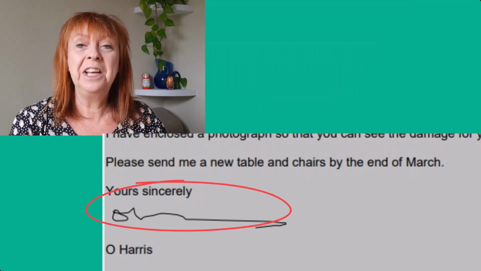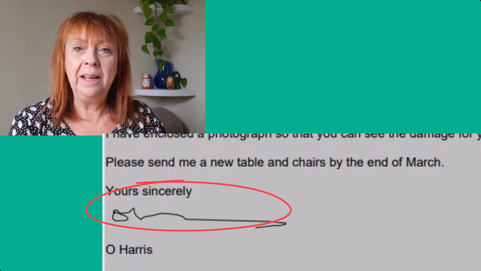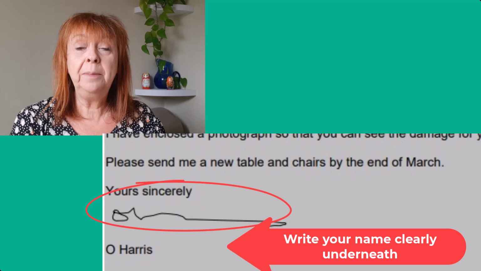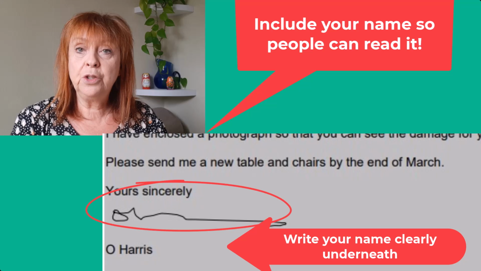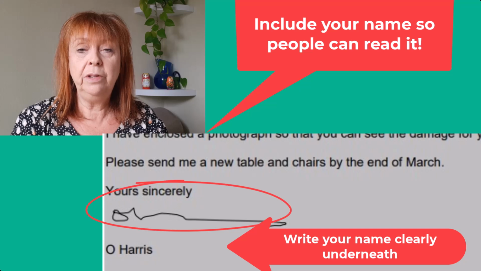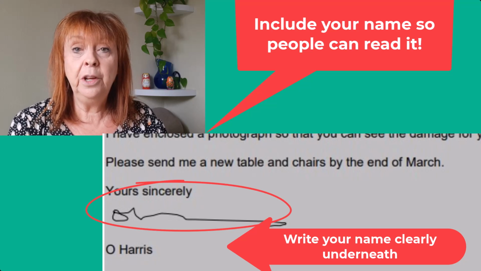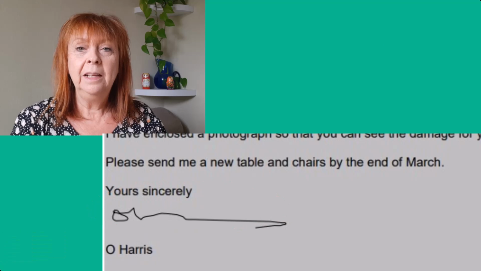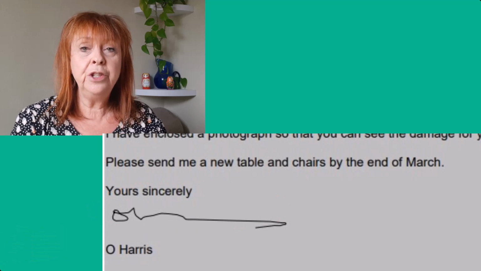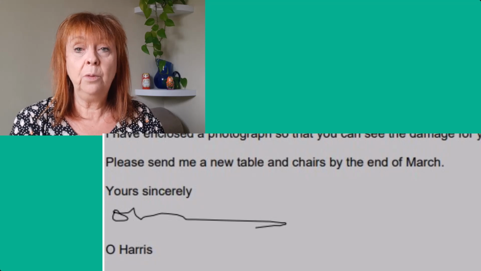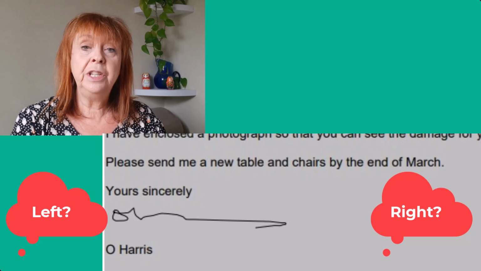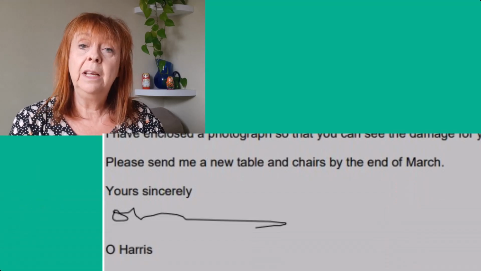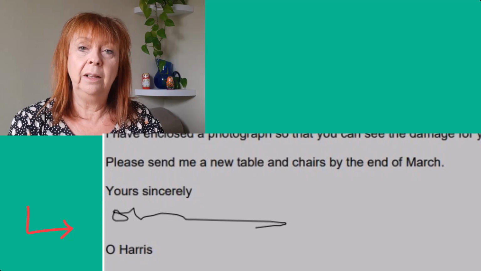And if your signature is a scribbly mess like mine, you could also write your full name in clear writing underneath your actual signature. That looks good, and it also makes sure that whoever you're writing to can actually read your name clearly. You never know when that could be useful. Incidentally, different cultures may have different conventions about whether to sign on the left or the right. The UK convention is to start writing always from the left and to sign on the left as well at the end of the letter.